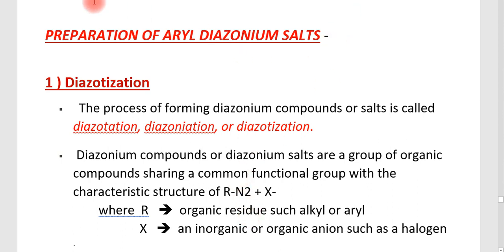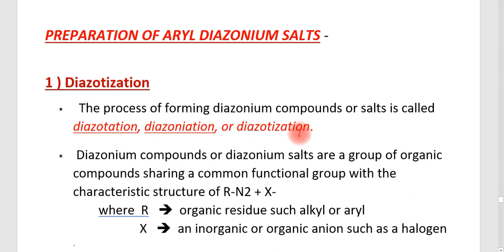Okay, let us discuss the preparation of aryl diazonium salt, and the first method of preparation is a very important preparation, that is diazotization. Here the first point is explained as the process of forming diazonium compounds or its salts. Diazonium salts form ചെയ്യുന്ന പ്രോസസ്സിനെ otherwise called the diazonation or diazotization എന്നും പറയാറുണ്ട്.